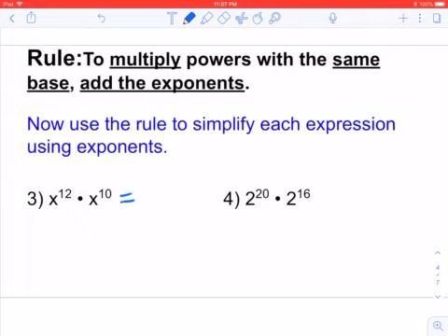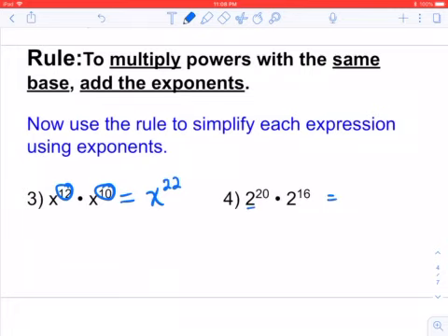Okay, so we'll notice that we've got x to the 12th times x to the 10th. We've got the same base there. Our base is x. And then if we have to the 12th and to the 10th, add 12 plus 10, that's going to make x to the 22nd power. And you're done. Next one.